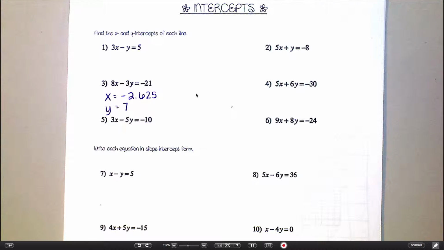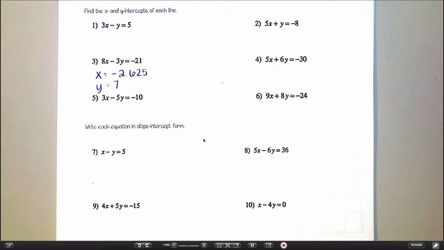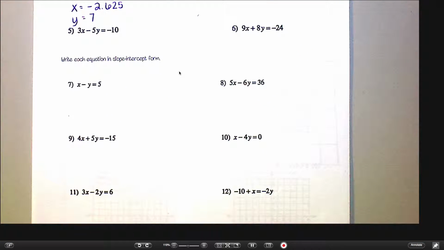Are you good on that top part? Okay, so how about 7 through 14? Was that kind of killer?